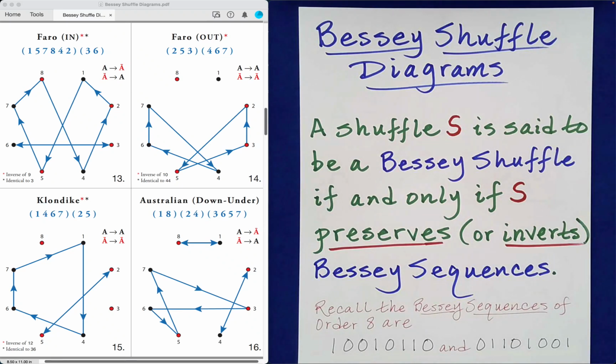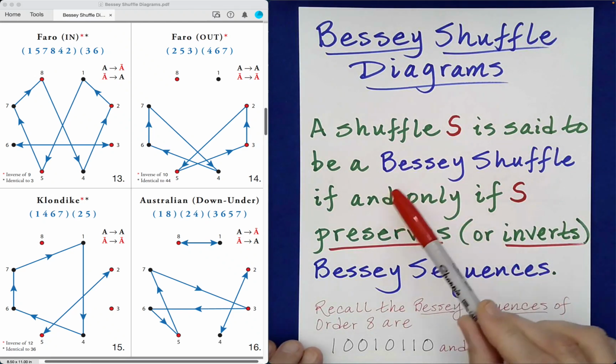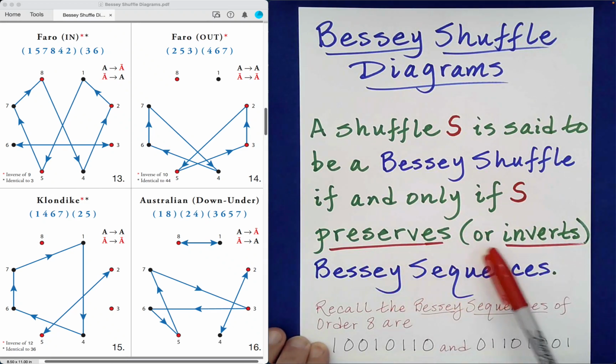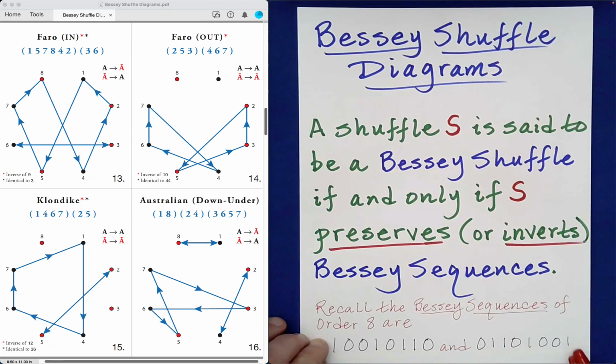This is the fourth video in the series dedicated to Bessey Shuffle diagrams. As a reminder, a shuffle S is said to be a Bessey Shuffle if and only if S preserves or inverts Bessey sequences. Recall the Bessey sequences of order 8 are 1, 0, 0, 1, 0, 1, 1, 0, and its inversion 0, 1, 1, 0, 1, 0, 0, 1.